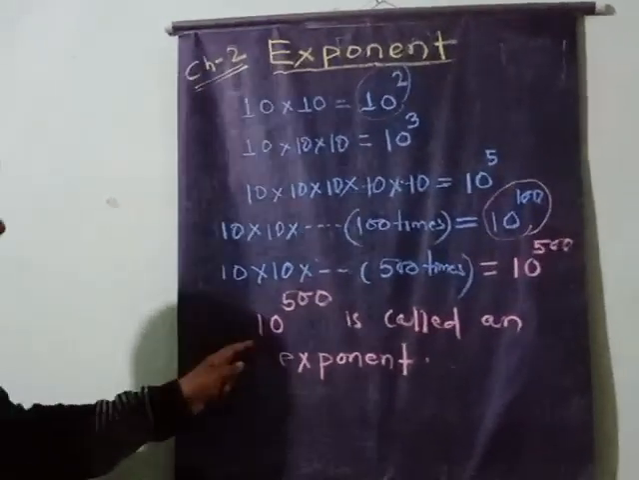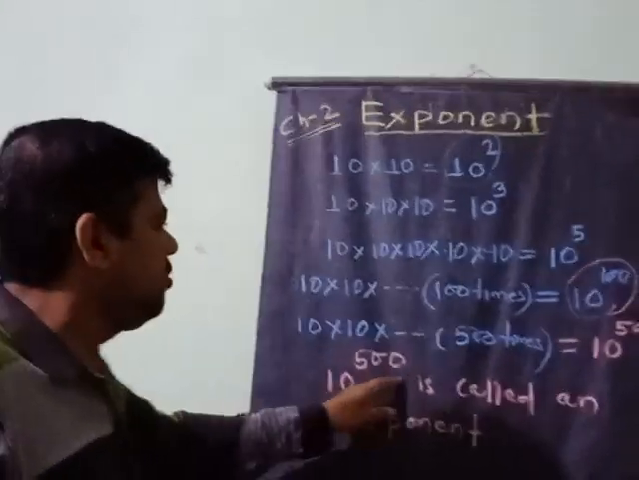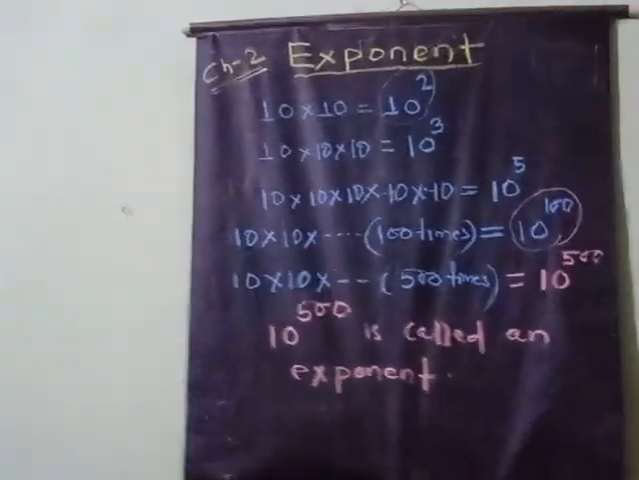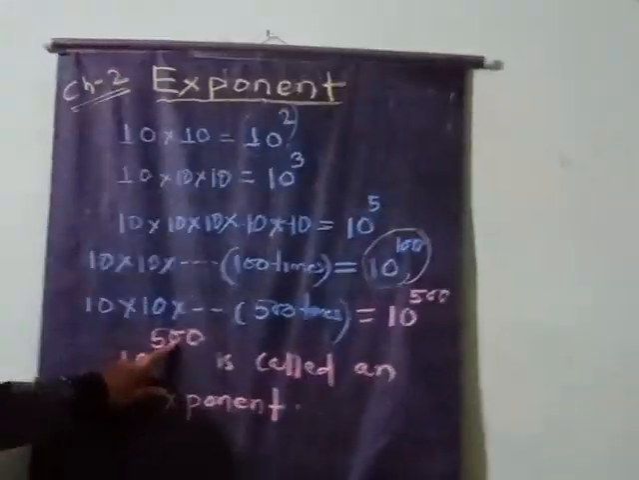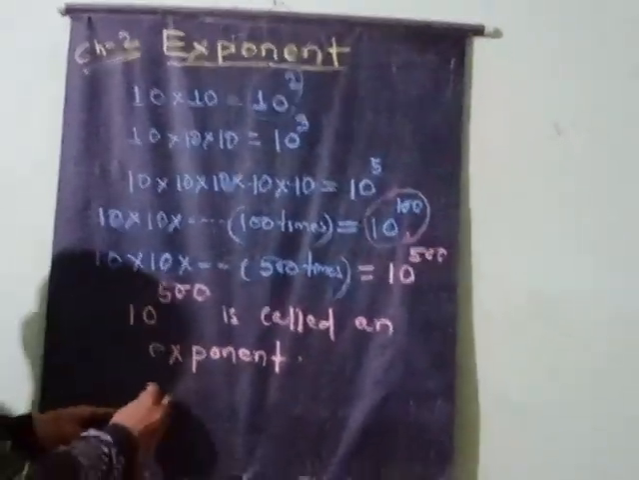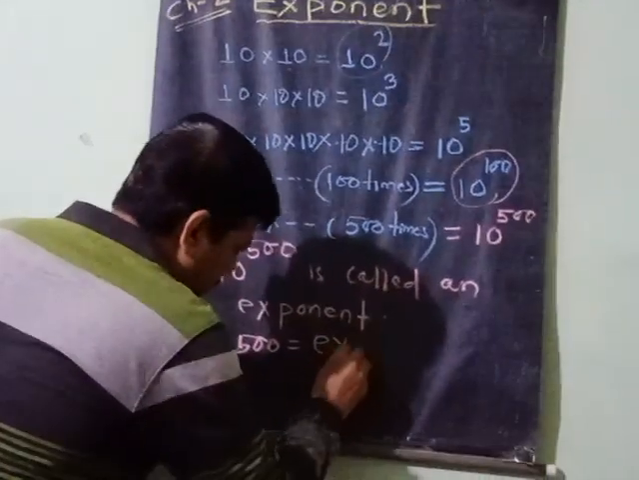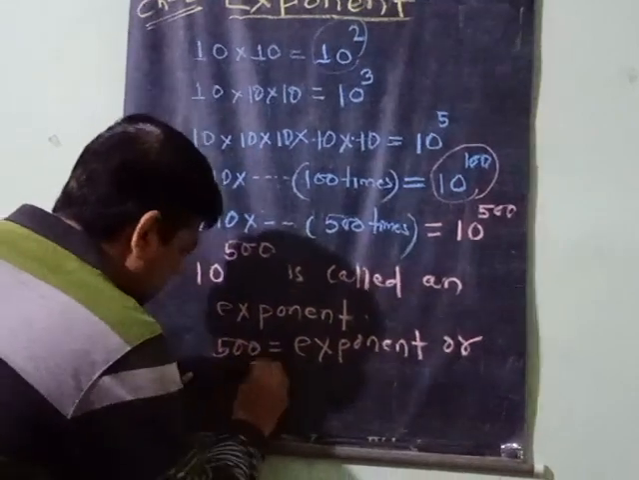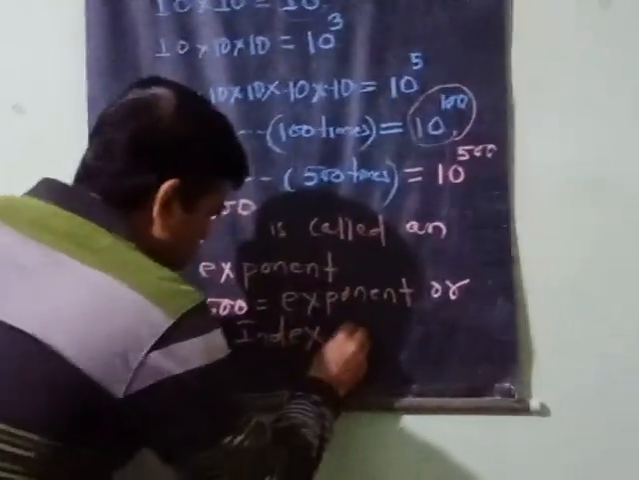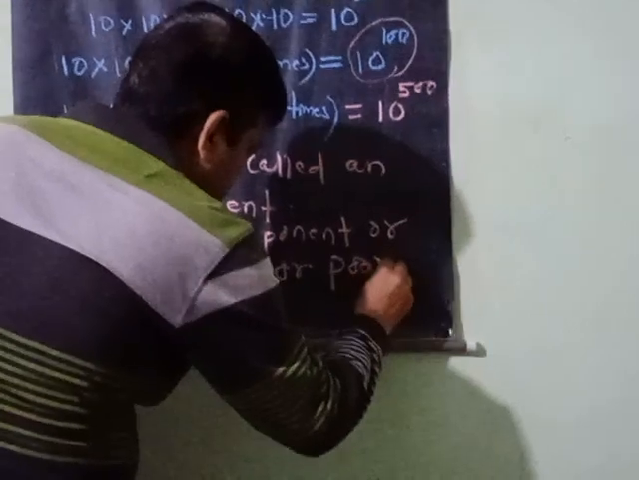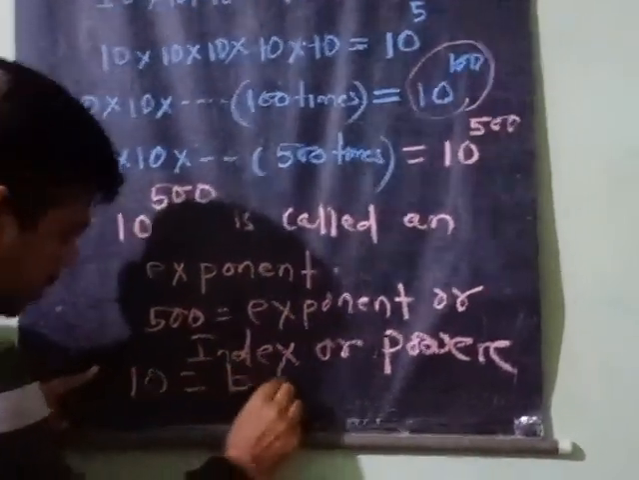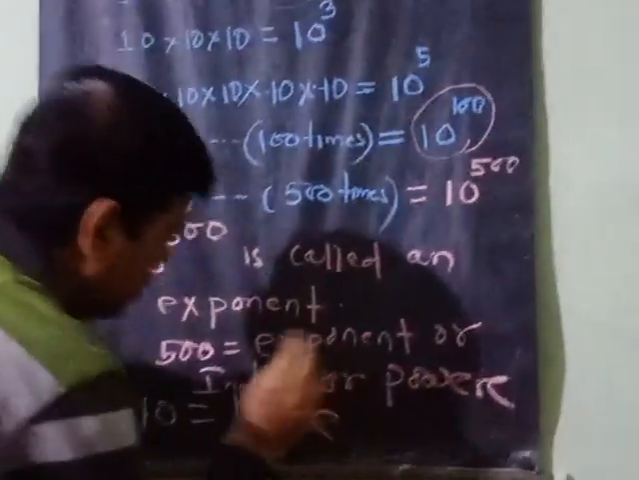Okay, students. So you see 10 to the power 500. See how easily we are able to write this type of number with the help of an exponent. So in 10 to the power 500, here 500 is known as the exponent, or we can say index, or we can say power. Understand? And 10 is called the base of the exponent.